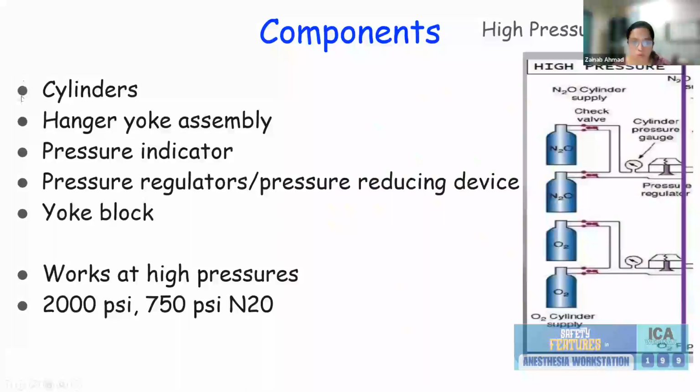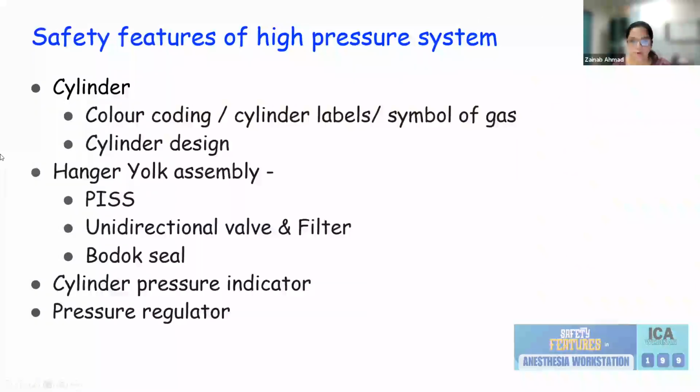We know that the cylinders, the hanger yoke assembly, the pressure indicator or the Bourdon gauge, the pressure regulator or the pressure reducing device, and the yoke block are parts of the high pressure system. They work at very high pressures. For oxygen, around 2000 psig, roughly 2200, but you can remember around 2000 psig, and 750 psig for nitrous oxide. So what are the safety features of these components?